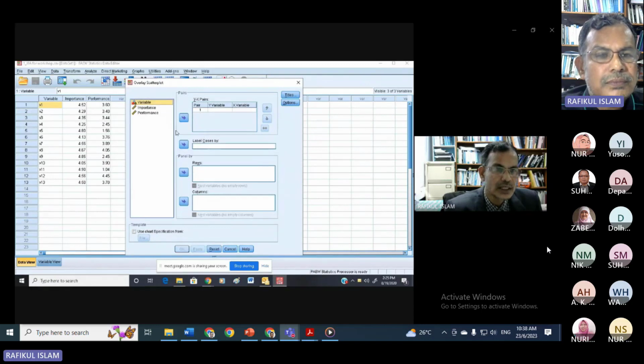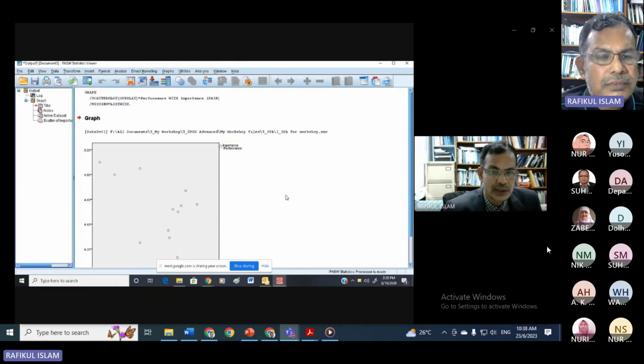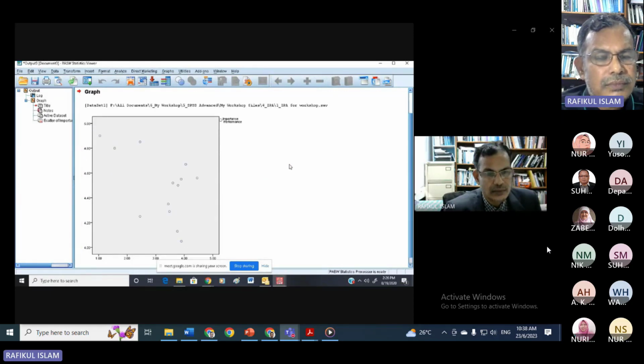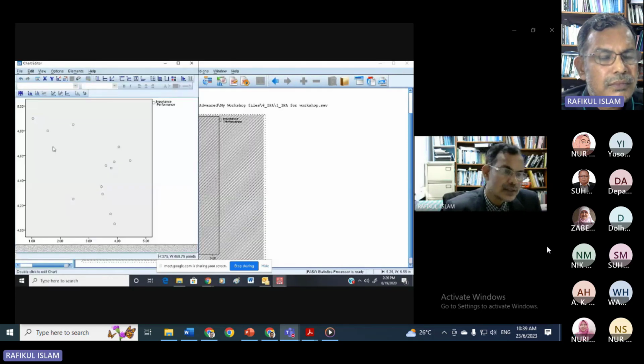Then here we reset. We take importance along the y variable and performance along the x variable, and then we click OK. This command has given us the scatter plot, but this is the initial phase. We need to edit this to come up with our importance performance map. So we double click, and this double click has taken us to a separate window. In this window, we will edit this importance performance map.